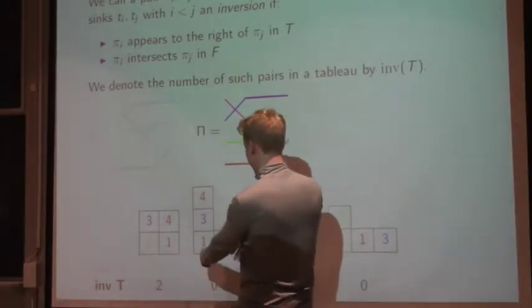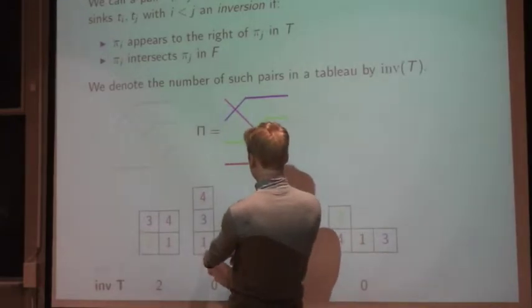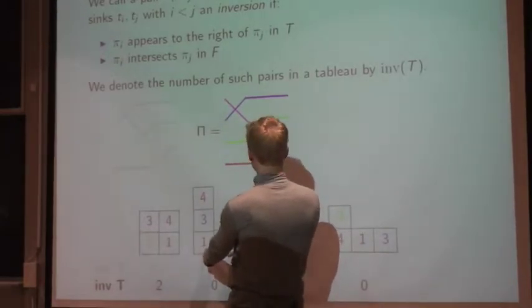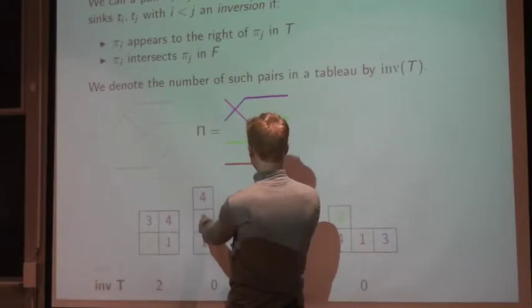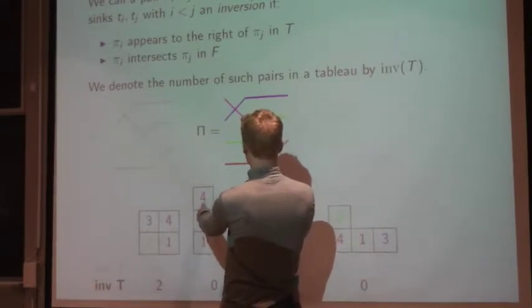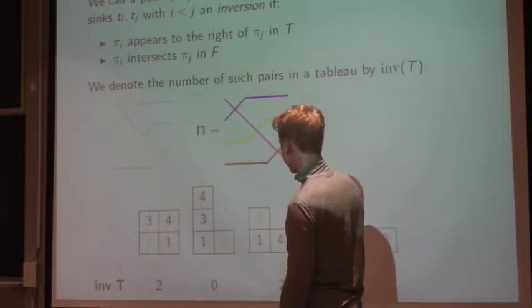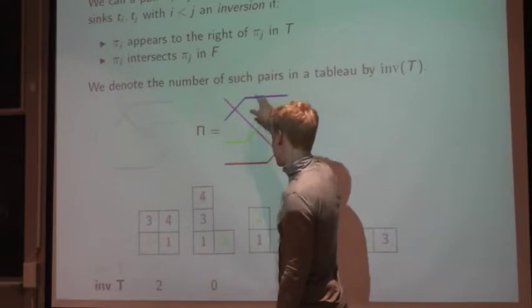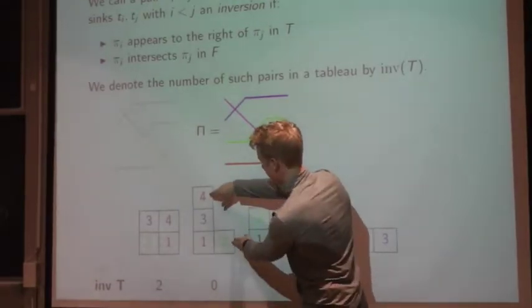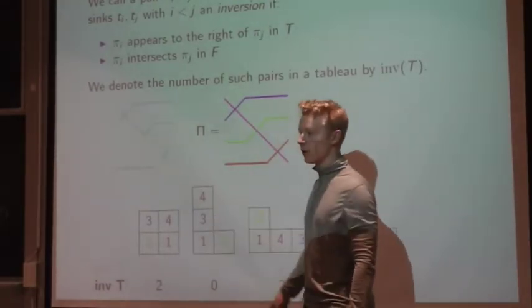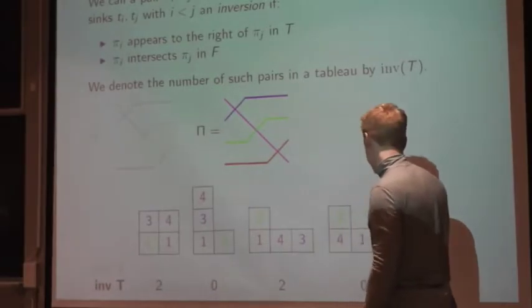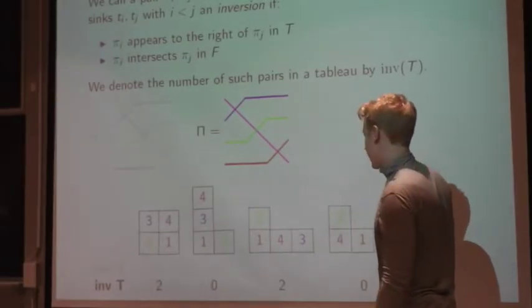For example, in this tableau, 1 and 2 are in order, 3 and 2 are out of order, 4 and 2 are in order. Here nothing intersects anything except for 4, so really the only pair we have to look at is 4 and 2, and they're appearing in order.